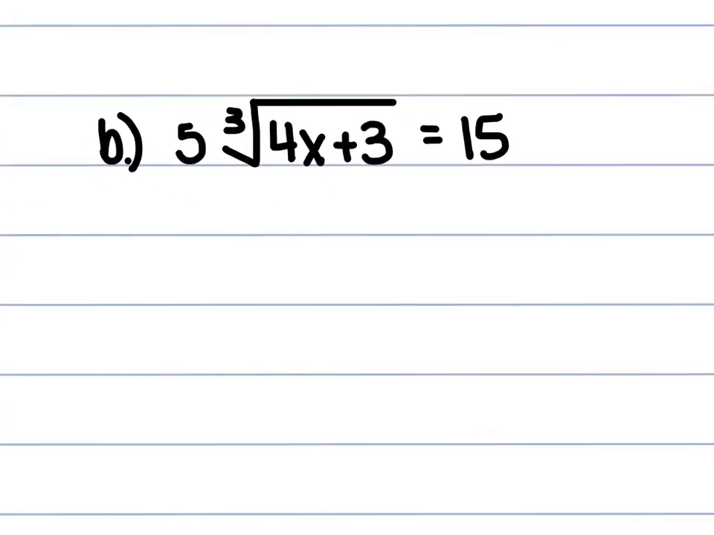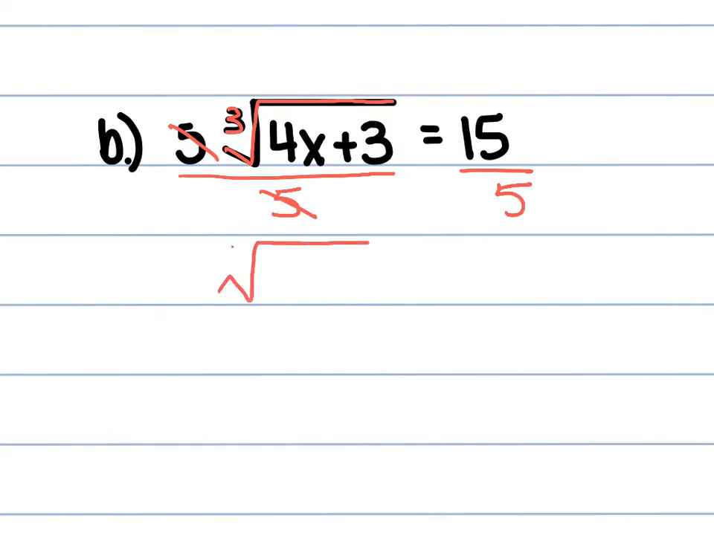What's the very first thing I should do? Right, because again, this is what we are trying to get all by itself. This should be the last thing left over there. So we're going to divide by 5, because that is 5 times the cube root of 4x plus 3. That will cancel out these 5s, but I'm also going to divide by 5 over here. And I get the cube root of 4x plus 3 is equal to 15 divided by 5, which is 3.